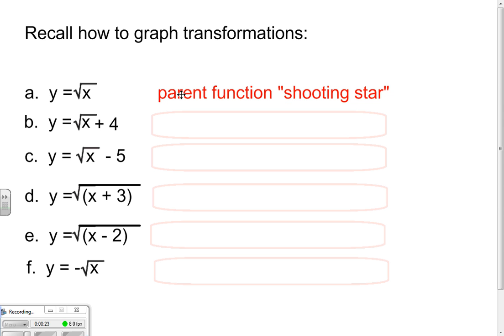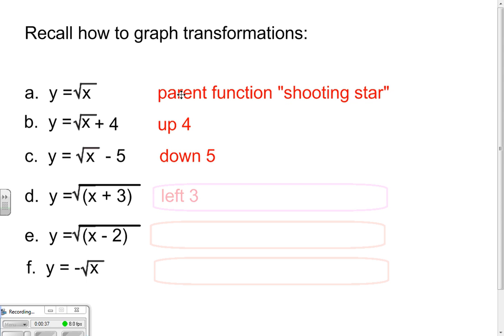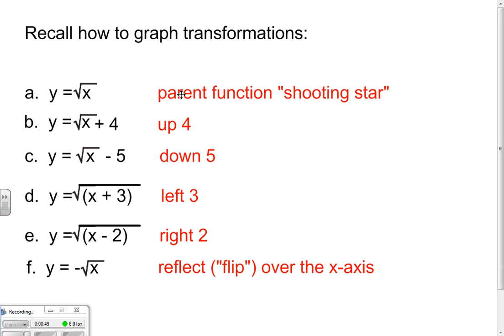So if you have a plus 4 tacked on the end, that's considered to be outside. Plus 4 is moving up 4. That minus 5 will move that shooting star down 5. In letter D, the plus 3 inside is opposite inside. We'll really move it left 3. Letter E, minus 2 inside is opposite inside. We'll move it right 2. And in letter F, that negative outside will cause it to reflect across the x-axis, which is really a falling star.